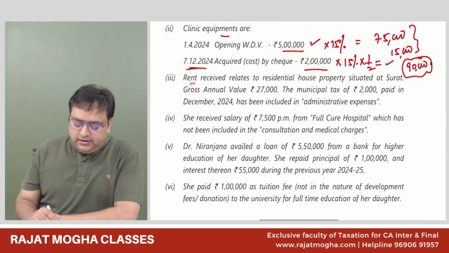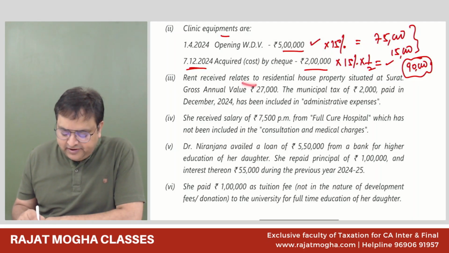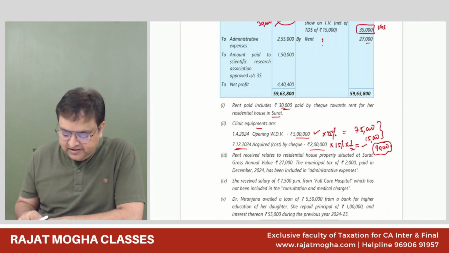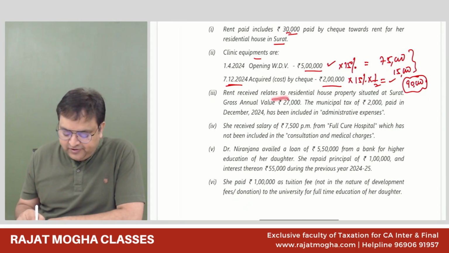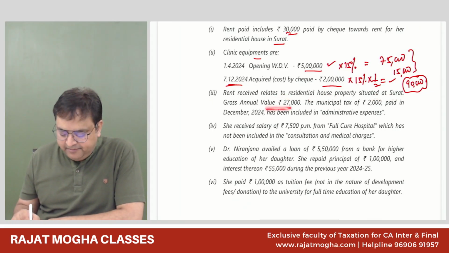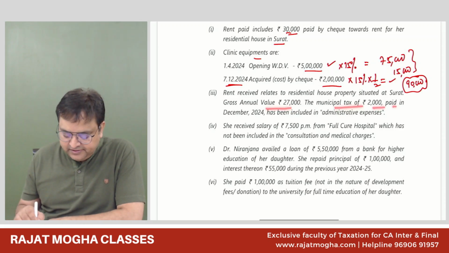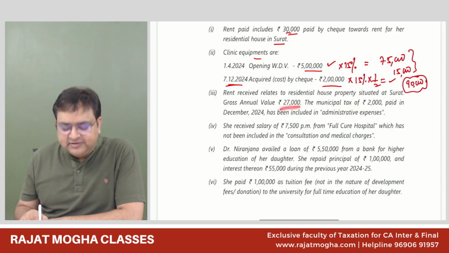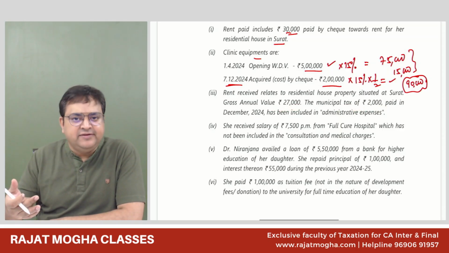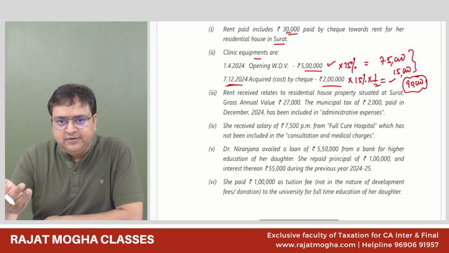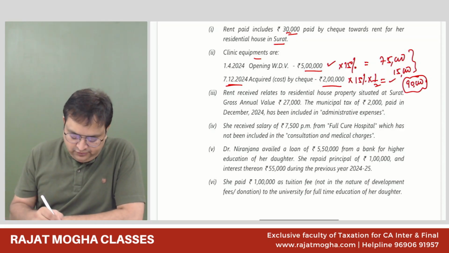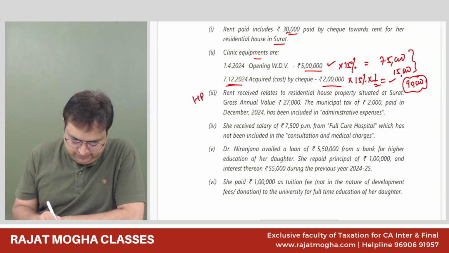Third, rent received relates to residential house property situated at Surat. So they are now telling me that this rent received relates to residential house property situated at Surat. Gross annual value 27,000. Municipal taxes of 2,000 paid in December 24. So 27,000 minus municipal taxes paid, we will get the NAV. Then 24A, 30% deduction. 24B, if there is any interest on loan, that will be deducted, and we'll get the house property income also. So this point is regarding house property income.